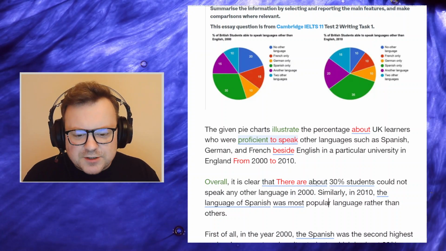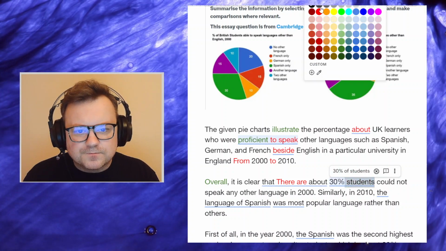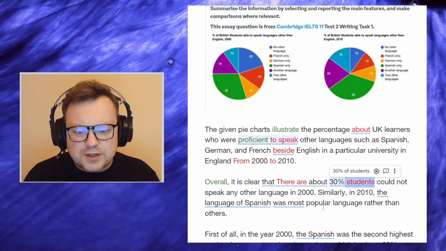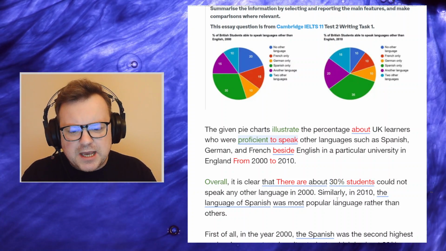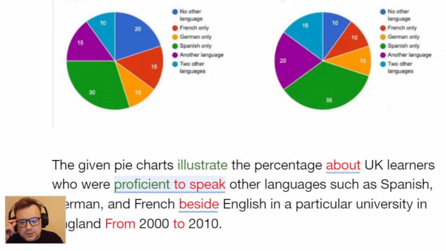Overall, it is clear that about 30% of students could not speak any other language in 2000. Is that true? 30% of students could not speak any other language in 2000. Let's see if that's true. So this is 2000, here, here. 30% could not speak any other language.